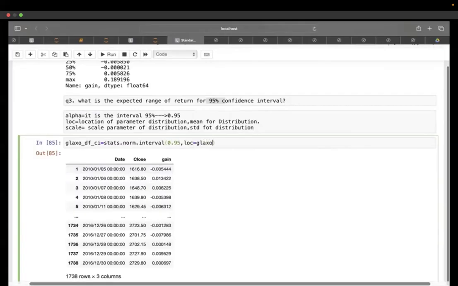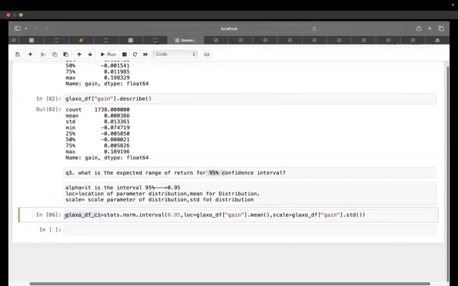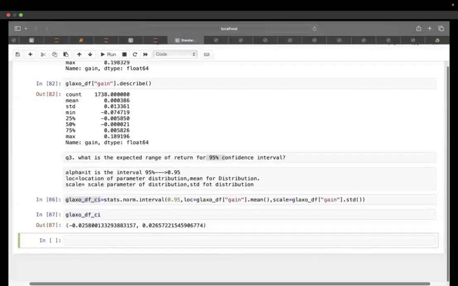So simply writing Glaxo underscore DF of gain column dot mean. Simple. Okay. Now the scale is going to be the standard deviation. So simply writing scale is equals to Glaxo underscore DF, the gain column, and dot STD of this. Okay. Running this and now checking the value present inside this variable.